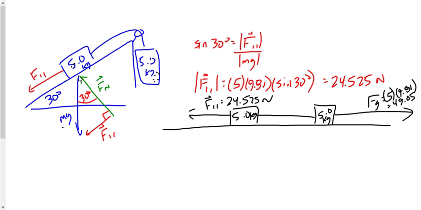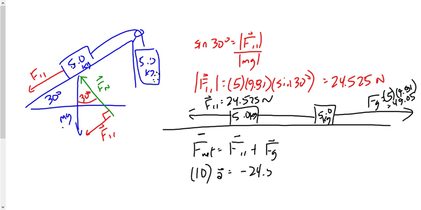So let's solve this the way we know to solve it now. Let's say F net is equal to F parallel plus Fg. What mass do we use there, 5 or 10? 5? It would be the net, yeah, for the net force here. 10, right. Good. 10 times A equals negative 24.525 plus positive 49.05. Combine those, divide by 10, and we get 2.5 meters per second squared.